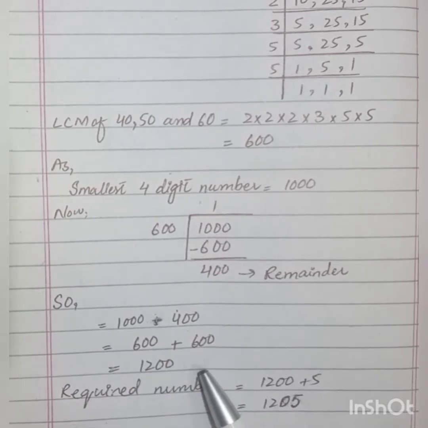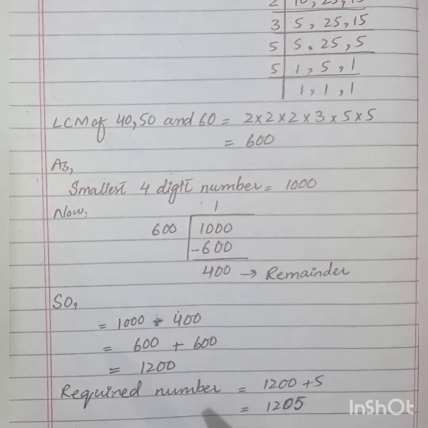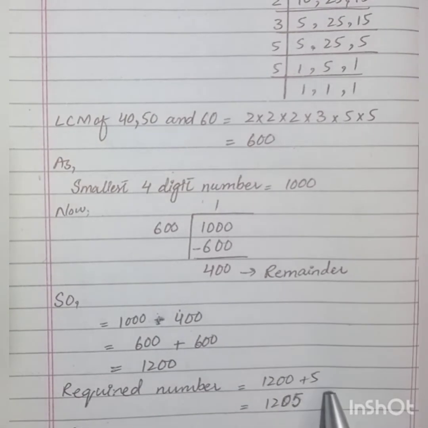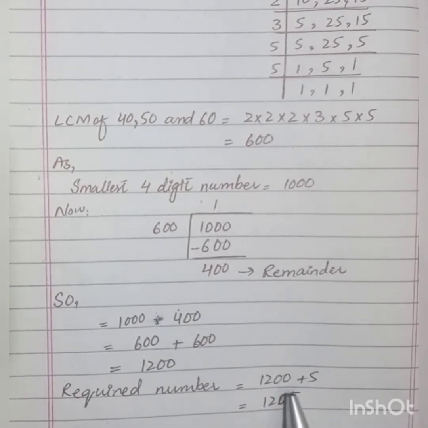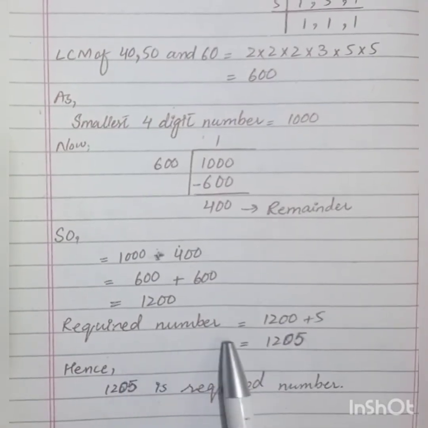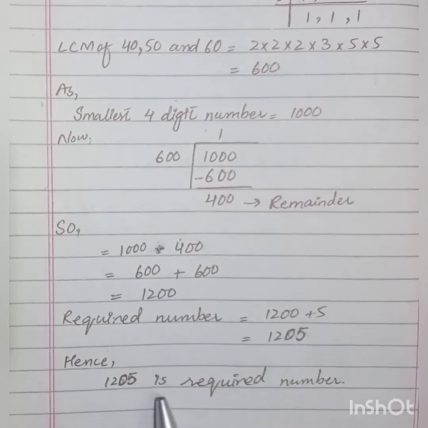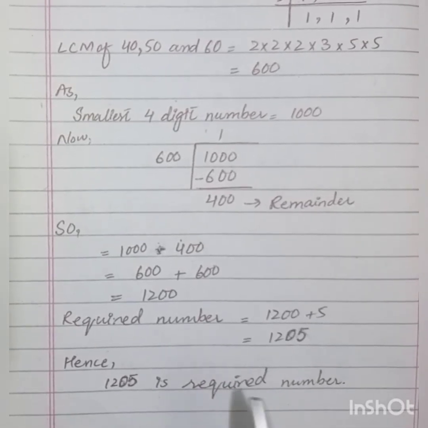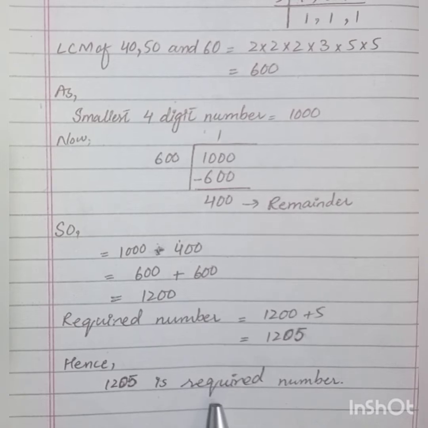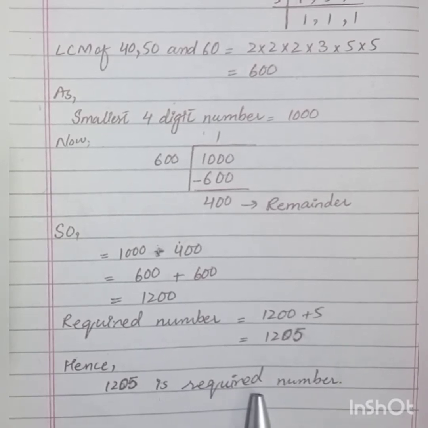Students, we know that it is already mentioned in the question that 5 is the remainder in each case when divided by 40, 50 and 60. So we will add the remainder 5 to 1200 in order to find the required number. So students, you can see that the required number is equal to 1205, and it is the smallest 4 digit number which when divided by 40, 50, 60 leaves remainder 5.